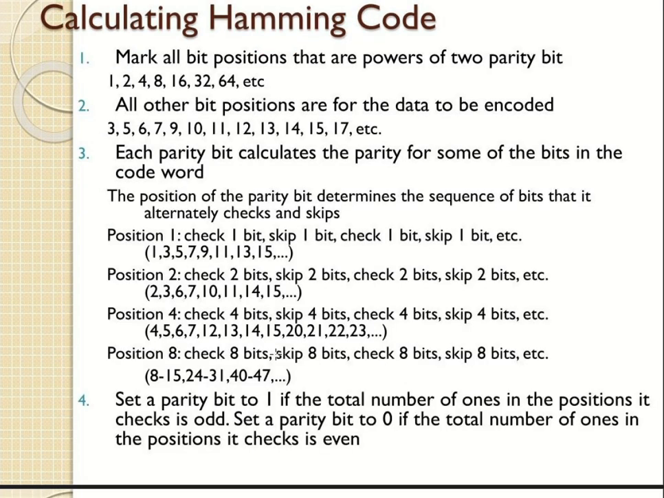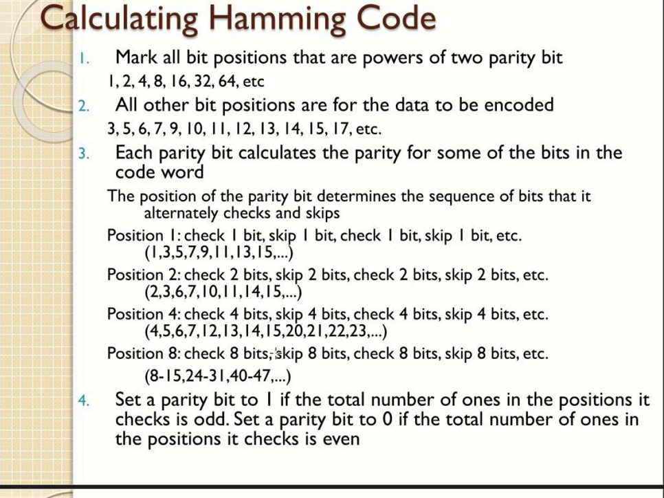So now that we know what is a Hamming code, let's find out how to calculate the Hamming code. First of all, you need to mark all the bit positions that are in power of 2 as parity bits. For example, 1, 2, 4, 8, etc. Second step, place the bits in the remaining positions.